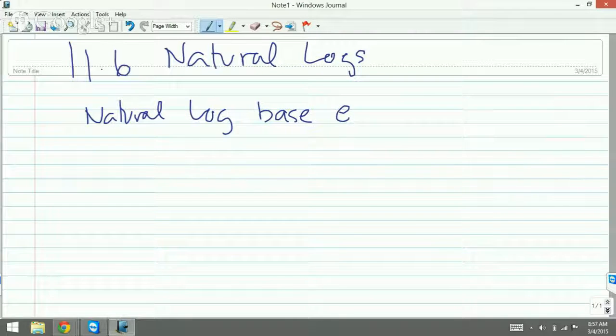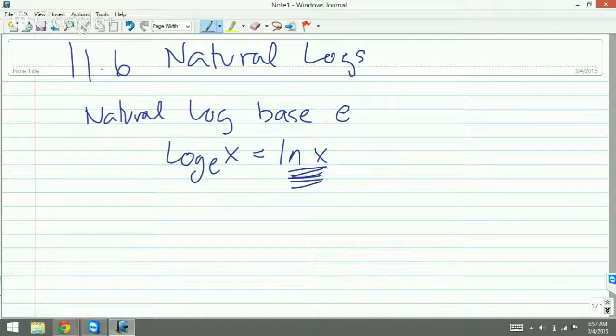The base is the number e. Remember that number that we kind of talked about last week? That's the base. So common log is base 10. This is base e. We write it so, don't put the e. This is how we're going to write it.